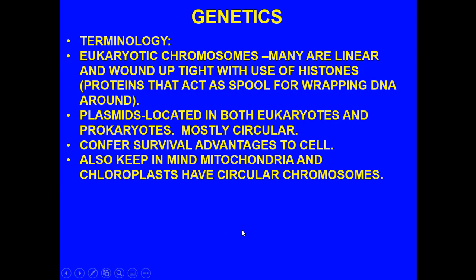More on terminology, when we talk about a eukaryotic chromosome, many of them are linear, wound up with the use of histones. These proteins will act as a spool for wrapping DNA around. Plasmids, as I mentioned, are located in both eukaryotes and prokaryotes. They're mostly just circular loops, and they will confer survival advantages to the cell. As I also mentioned earlier, keep in mind that mitochondria and chloroplasts have a small circular chromosome. How small? Well, the mitochondria on average is about 16,000 base pairs.